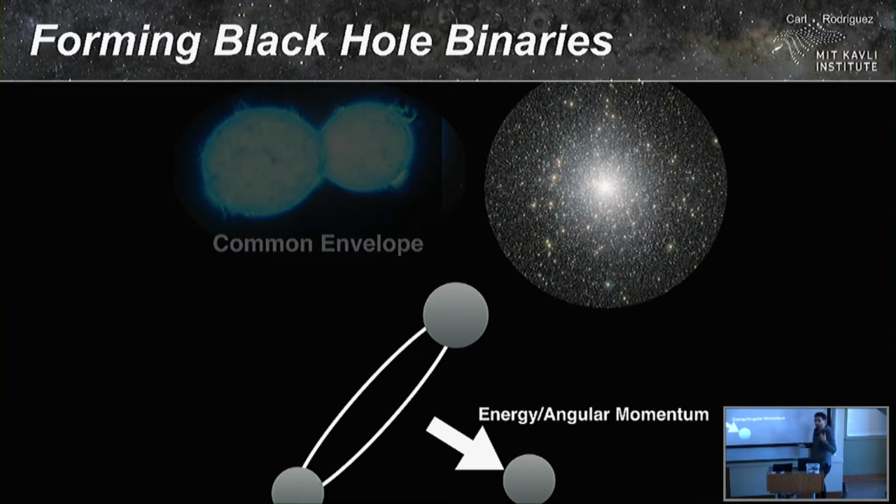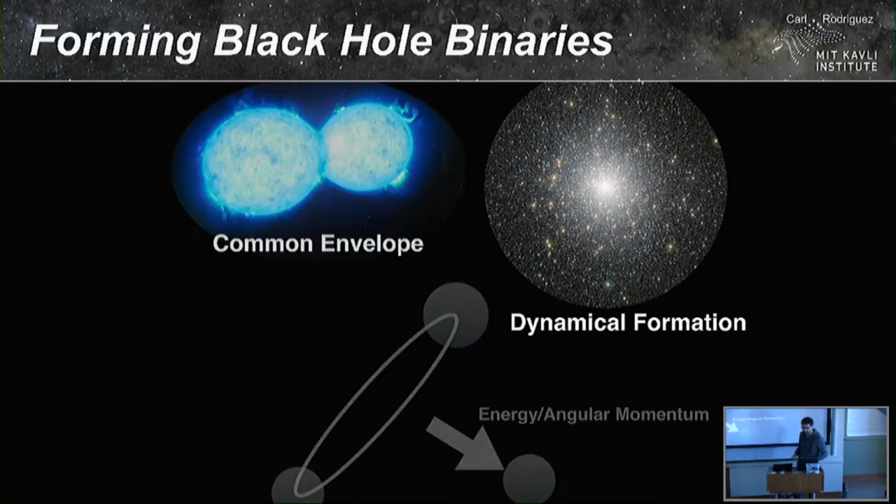This obviously doesn't happen in galactic fields a lot because the stellar densities are way too low, but there are regions of space, like say dense star clusters, where this sort of dynamical formation actually operates, we think, fairly regularly.